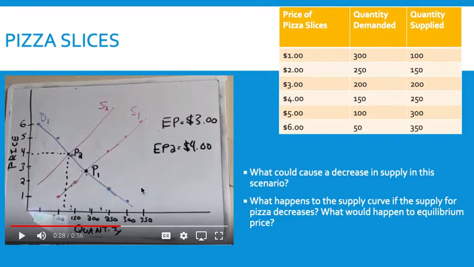So we think about if supply were to go down, there'd be less supply, which means that people would be demanding a lot of it. Here at $3, we had 200 people demanding pieces of pizza. If supply were to go down because of any of those factors, it could cause the entire line to shift. Producers at $3 only want to supply about 100 pieces of pizza. There'd be a shortage of 100 pieces of pizza.